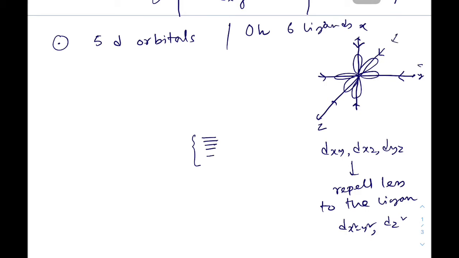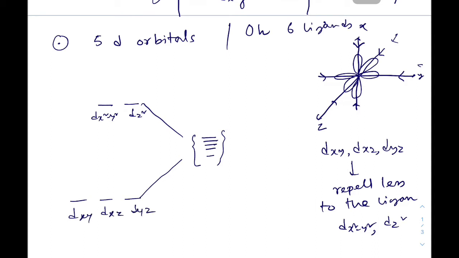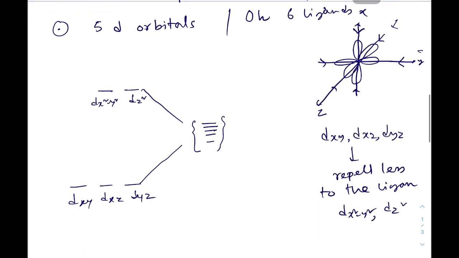When these degenerate d orbitals are split, dx square minus y square and dz square get higher in energy, and dxy, dxz and dyz get lower in energy, right? And there is a barycenter. This is for the octahedral system.